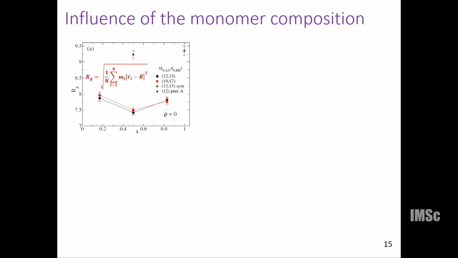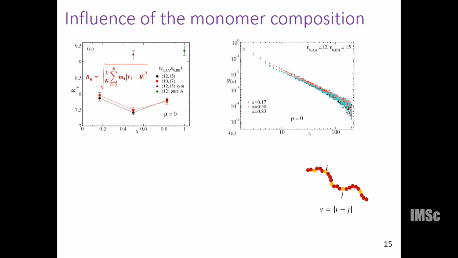But here the sizes are very small. So what is exactly happening here is that when you have different types of reactive monomers, you are increasing their contour distance. What do I mean by that? Let's say this is the backbone of the polymer, okay? And if I'm saying the ith monomer is bonding with the jth monomer, I can define a parameter like this, S, which is the contour distance, which is nothing but the magnitude of the difference between their indices.